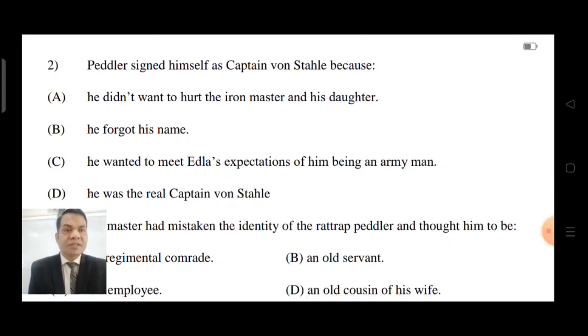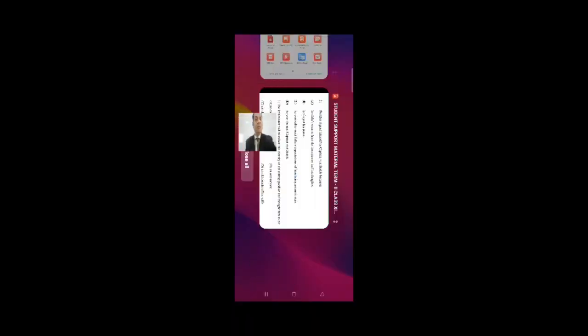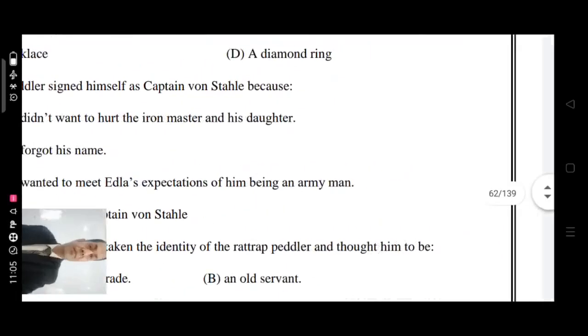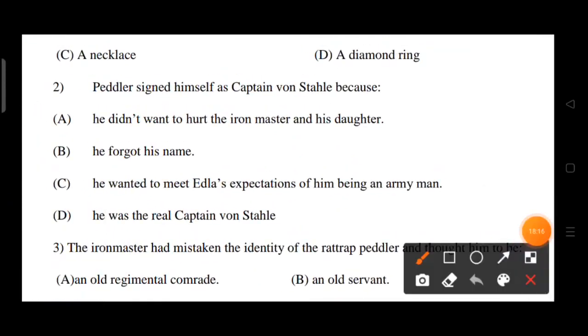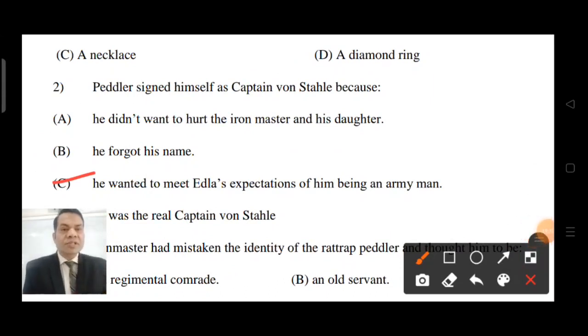The peddler signed himself as Captain Von Stahel because he did not want to hurt the Iron Master and his daughter, he forgot his name, he wanted to meet Edla's expectations of him being an army man, or he was the real Captain Von Stahel. So we all are aware the purpose behind that was he wanted to meet Edla's expectations of him being an army man.